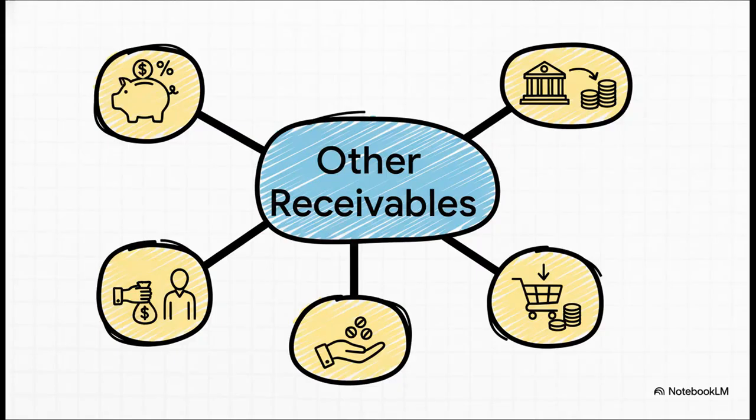And it doesn't stop there. Businesses often have what we call non-trade receivables. These aren't from day-to-day sales. We're talking about things like interest that's due on an investment, maybe a loan to a company officer, or even a tax refund owed by the government. It's really important to keep these separate on the financial statements so that anyone reading them can get a clear picture of where the company's money is coming from.